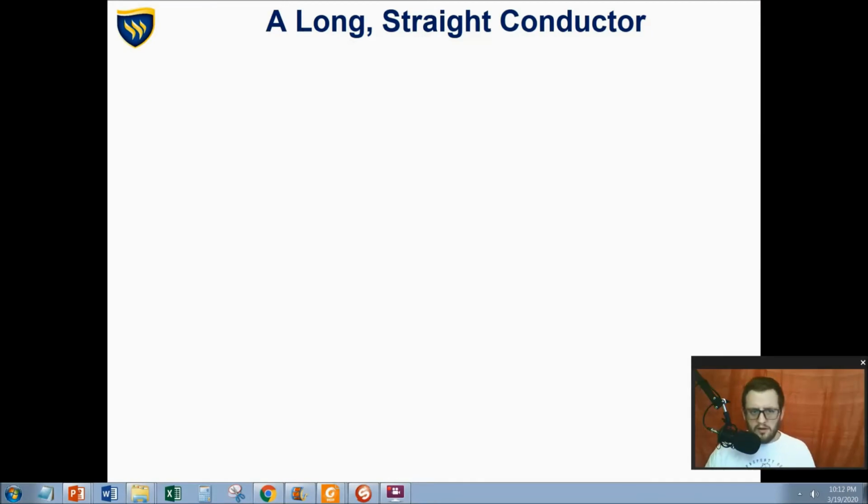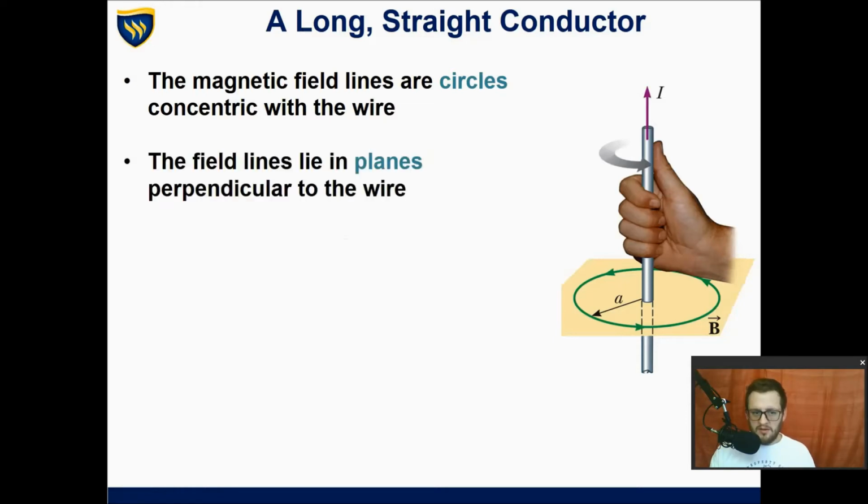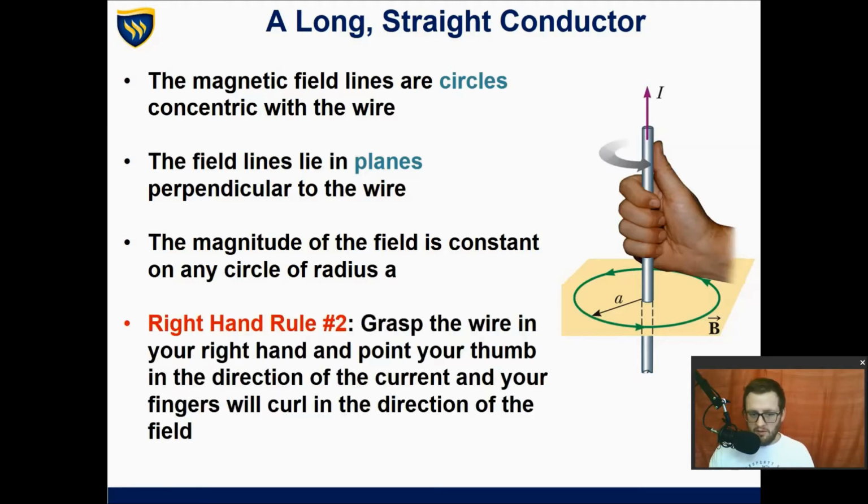Okay, so for a long, straight conductor, the magnetic field lines are actually circles, concentric with the wire. So they're circling around this conductor. The field lines lie in planes perpendicular to the wire. The magnitude of the field is constant on any circle of radius a. So at some fixed distance away from the conductor, the magnetic field is going to be uniform.